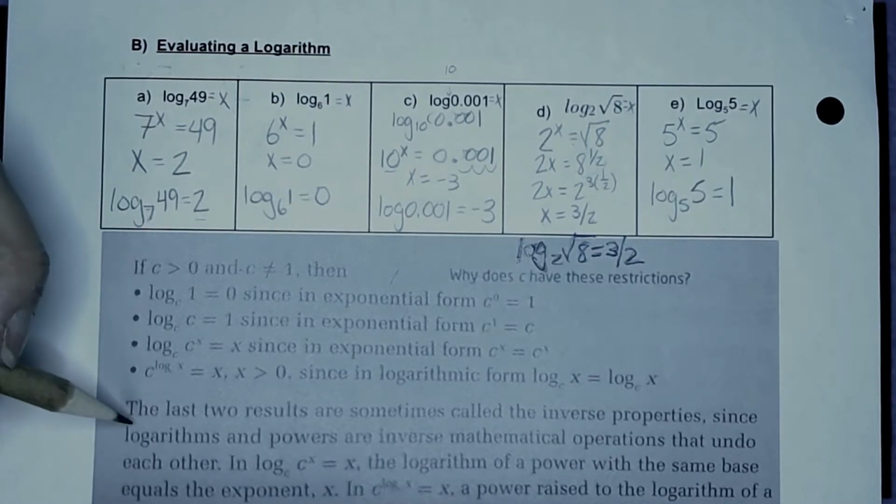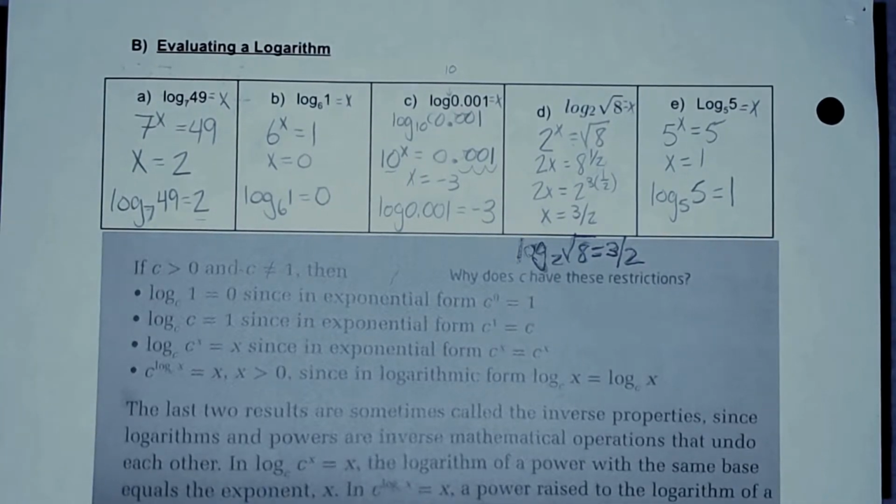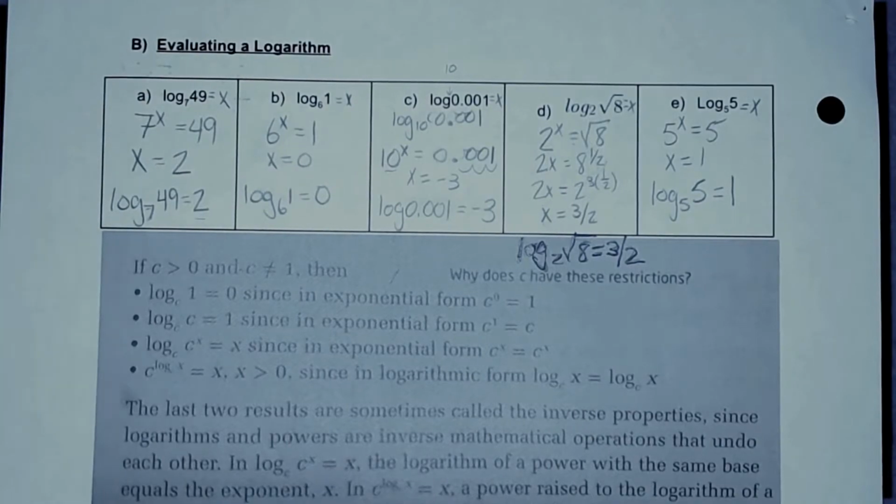Just a note on that, the last two results are sometimes called inverse properties, since logs and powers are inverse math operations that undo each other. If log c of c to the power x is equal to x, the log of a power with the same base equals the exponent x. In c to the power of log c of x equals x, a power raised to the logarithm of a number would be the same base, and that number equals x. Now, that's a lot of words and terms, so just go through the examples and check your understanding.